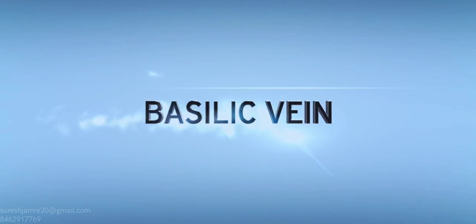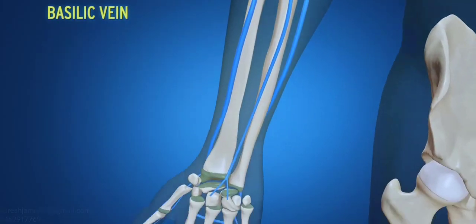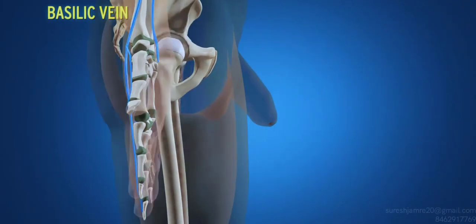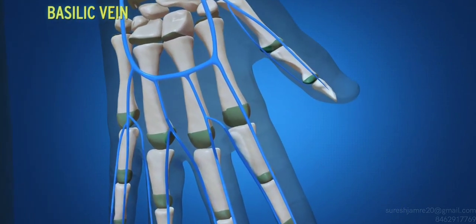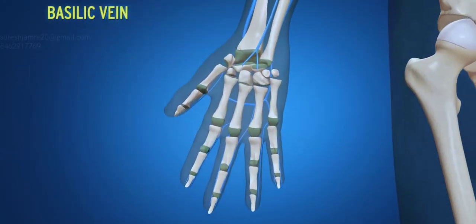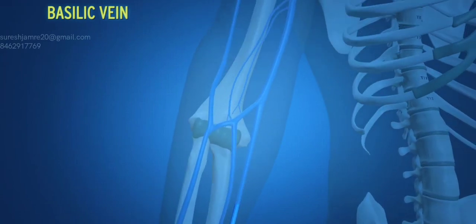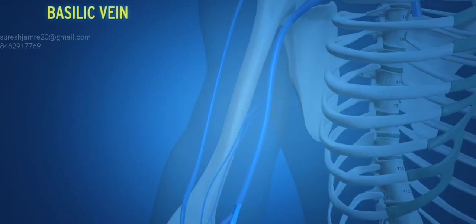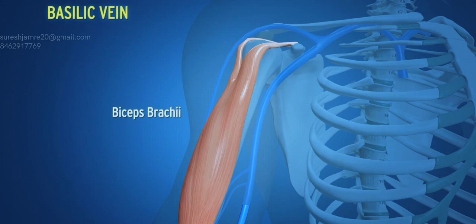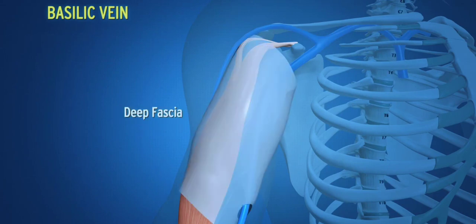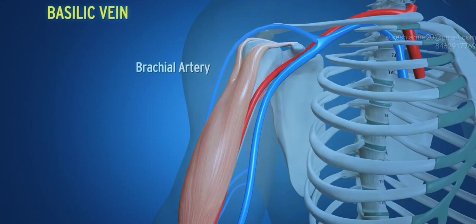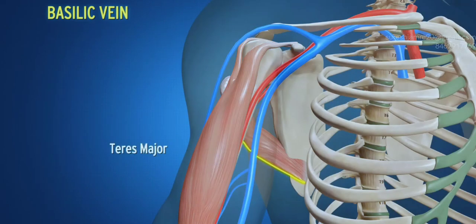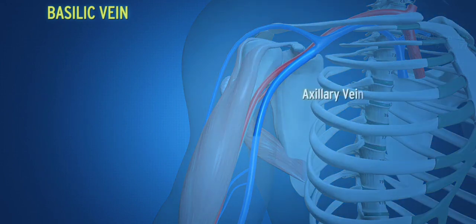Basilic vein. Basilic vein is the postaxial vein of the upper limb. It begins from the medial end of dorsal venous arc, runs upwards along the medial border of the forearm and winds around this border and continues upward in front of the elbow and along the medial margin of biceps brachii up to the middle of the arm, pierces the deep fascia and runs along the medial border of the brachial artery up to the lower border of teres major, where it becomes the axillary vein.